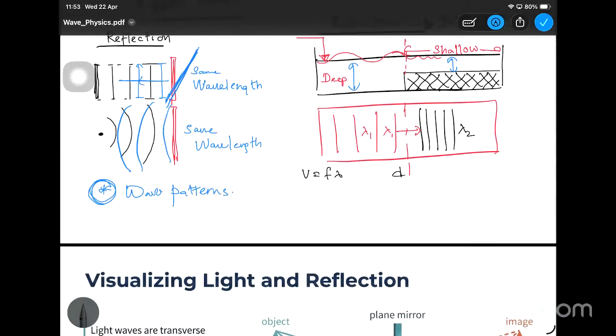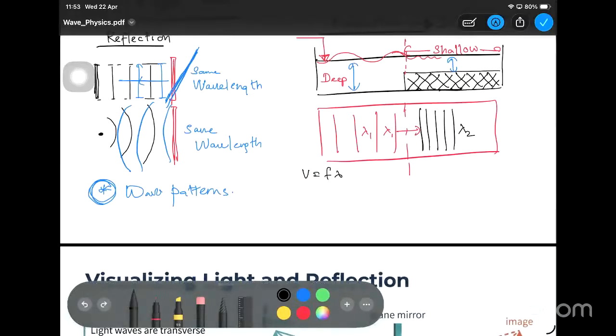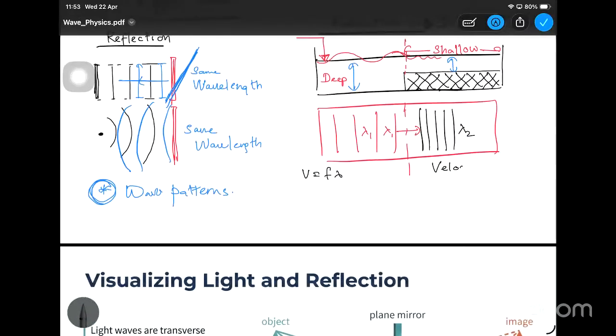Density we'll say something like this. So velocity is inversely proportional to density, which means if you have a higher density medium, then the velocity will be lower.